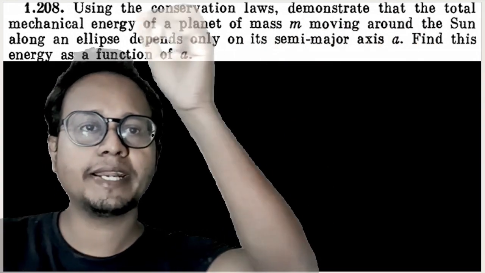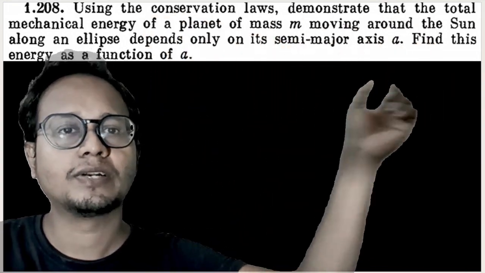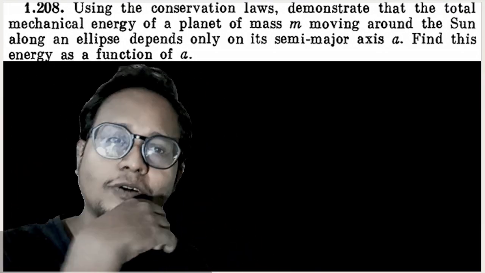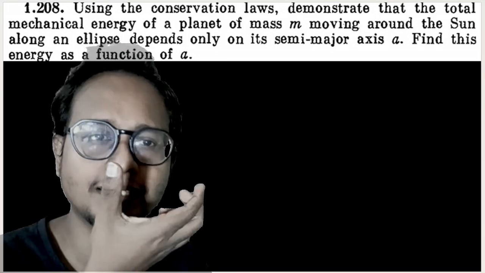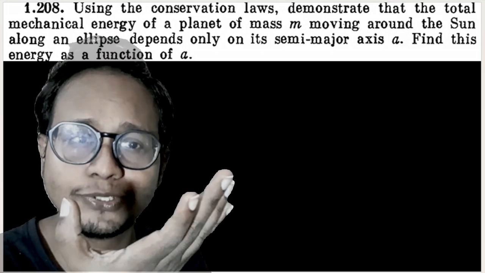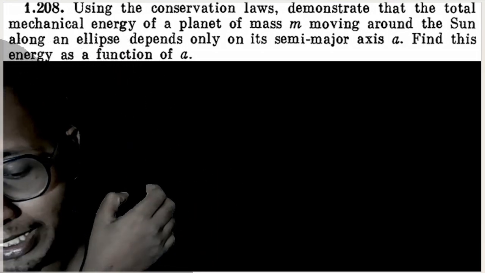Using conservation laws, demonstrate that the total mechanical energy of a planet of mass M moving around the sun in an ellipse only depends upon its major axis. Find this energy as a function of a. The total energy will always remain constant. Why? Because only one force is acting, and that is nothing but the gravitational force, which is a conservative force. So whatever the mechanical energy is, that will always remain constant.